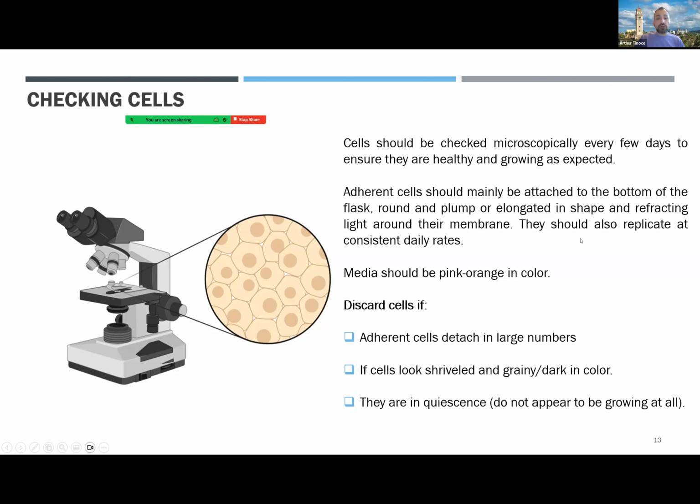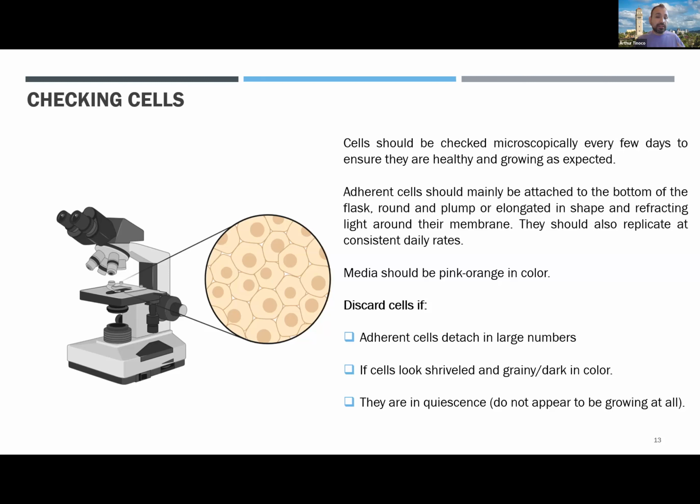Okay, they should also replicate, not the word should, they will replicate at consistent daily rates. So what do I mean by that? Every cell line has a consistent doubling rate. That means a consistent rate at which they will multiply by a factor of 2. And so that's one way that you can tell if your cells are growing well and that they have not mutated, is their doubling rate. So get a sense of that.